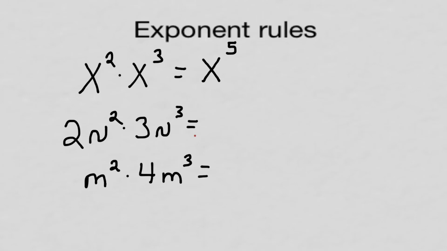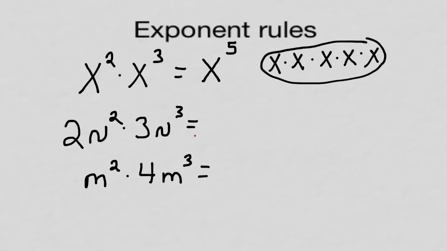Again, if you need a visual representation of that, x to the 5th is your answer, but it's x squared times x cubed, and then you just count these. X times x times x times x times x is x to the 5th, which is what you've got here.